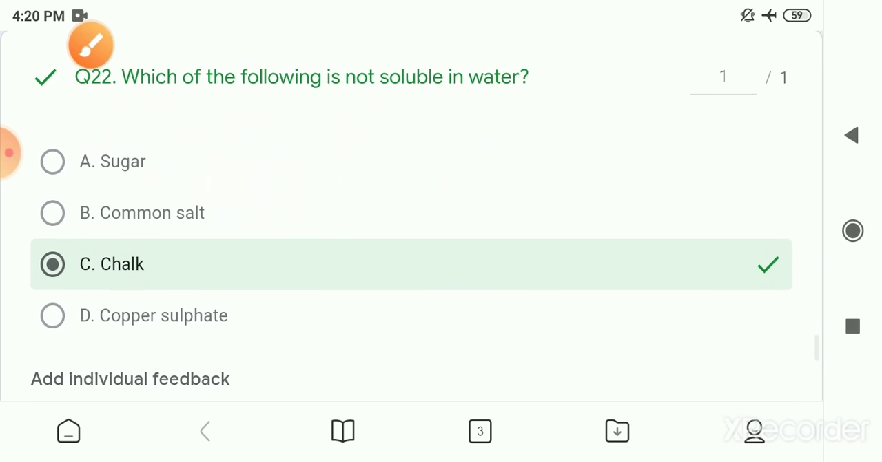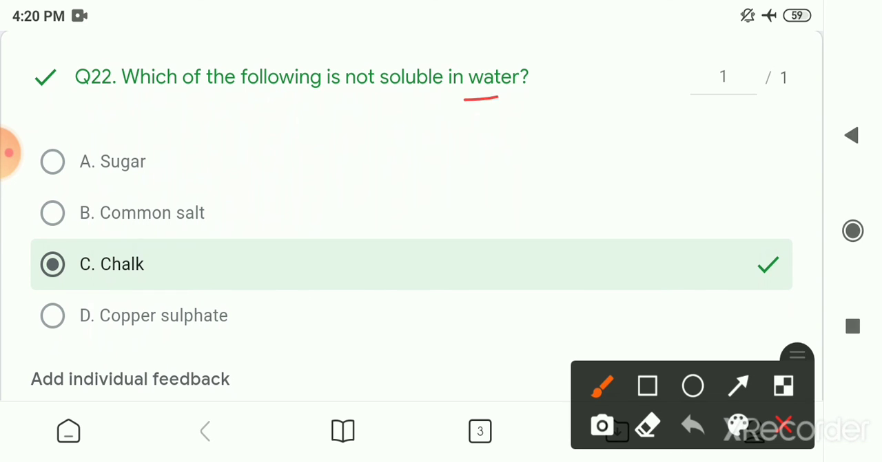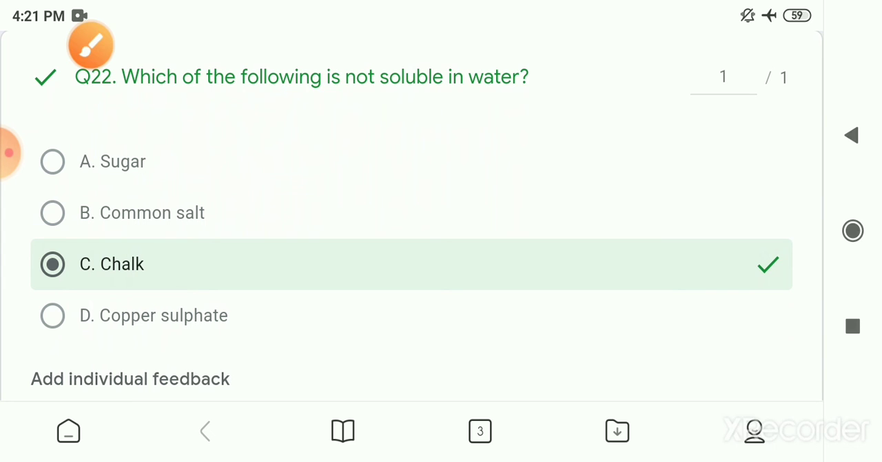Next is 22nd number, which of the following is not soluble in water? That means it cannot dissolve in water. The options are sugar, common salt, chalk, copper sulfate. So here your answer is option C, that is chalk. Chalk is not soluble, it cannot dissolve in water. The rest of the options can dissolve in water. So here your answer is option C, chalk. It is insoluble in water.